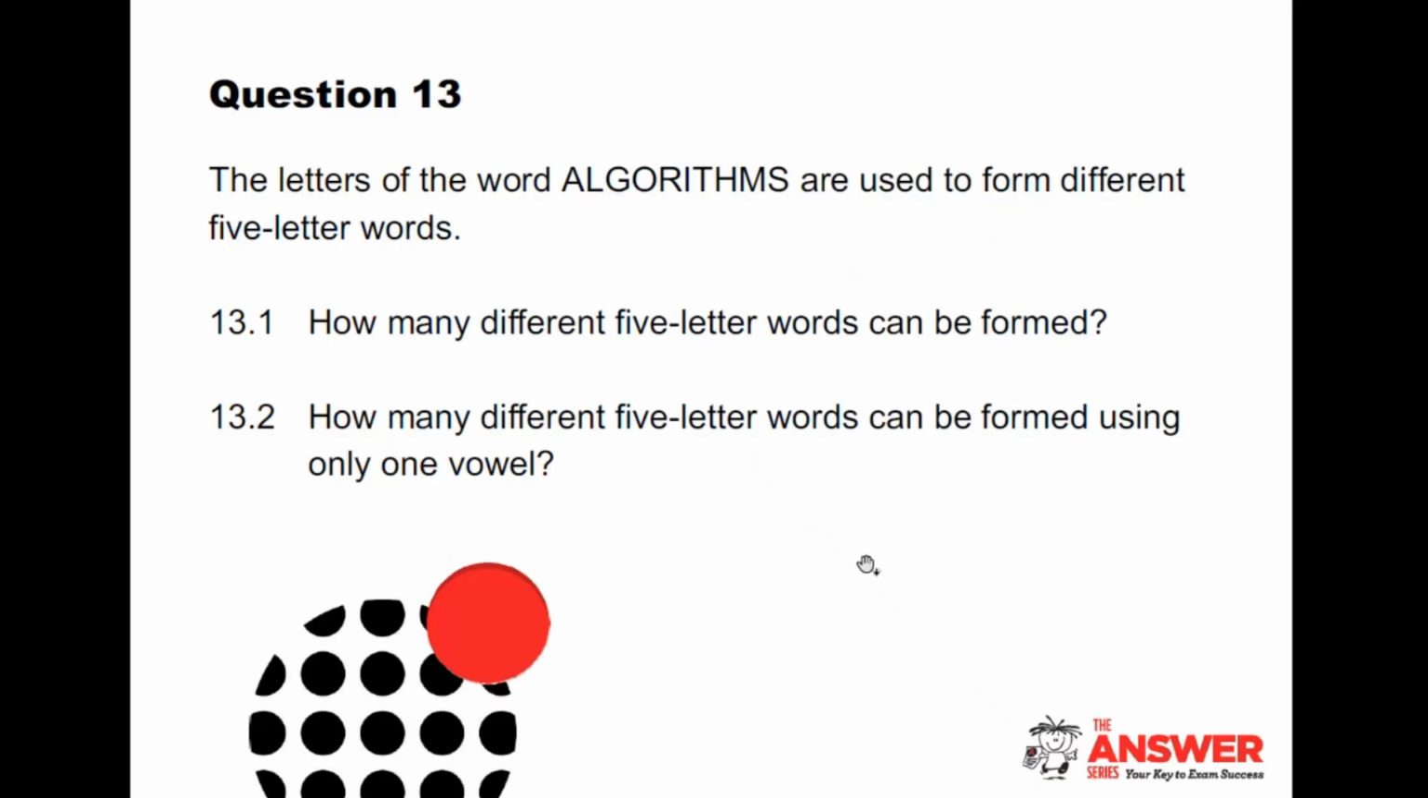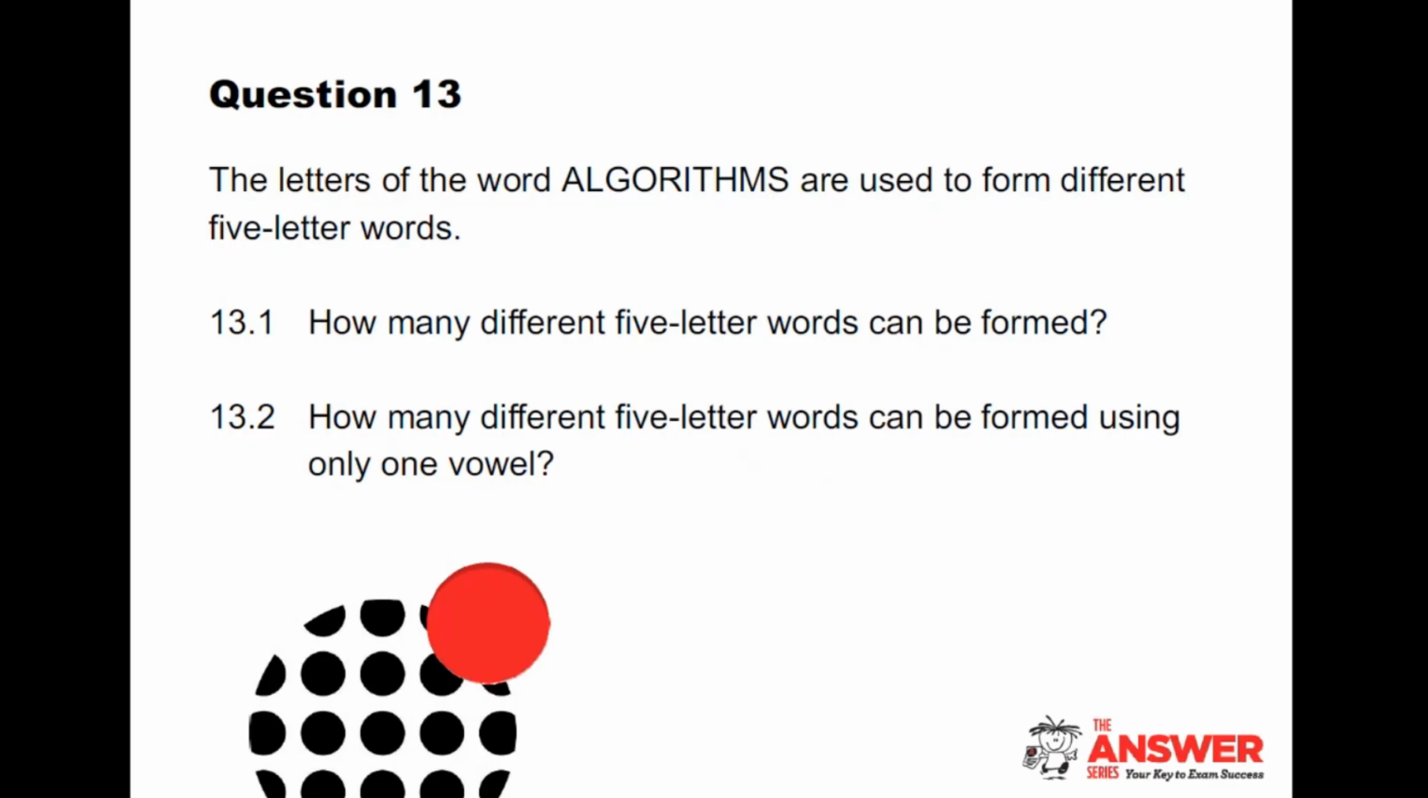Okay, question 13. The letters of the word algorithms are used to form different 5-letter words. So now I've got a 10-letter word, but I'm only making 5-letter words. I am still not repeating any letters. How many different 5-letter words can be formed? How many different 5-letter words can be formed using only one vowel?